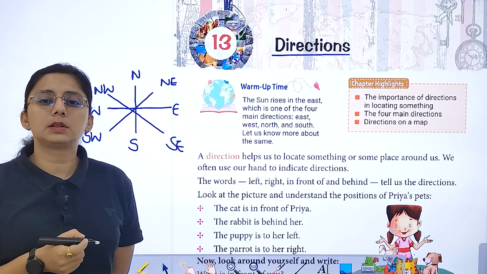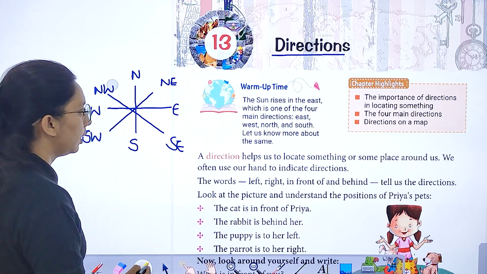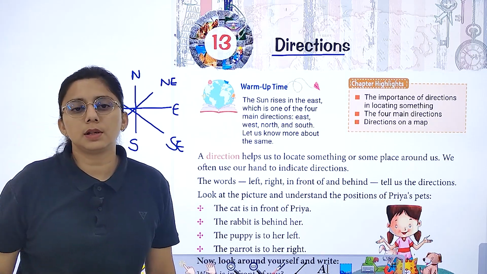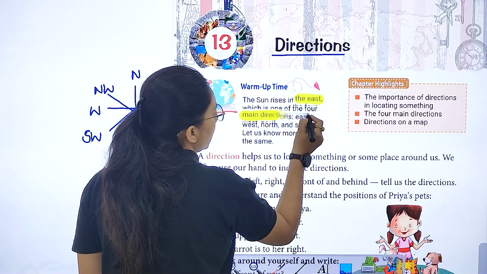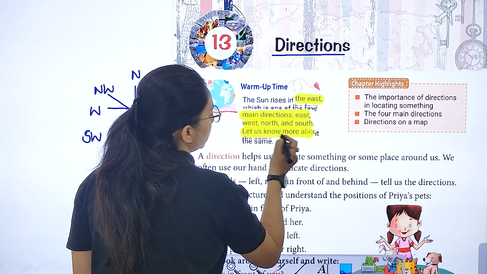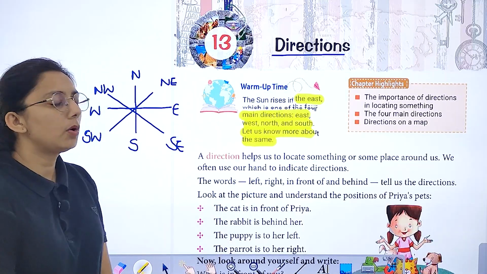So in this chapter, let's study about direction now. As you know, from where does the sun rise? The sun rises in the east. And we have four main directions, that is east, west, north, south. Let's know more about it.